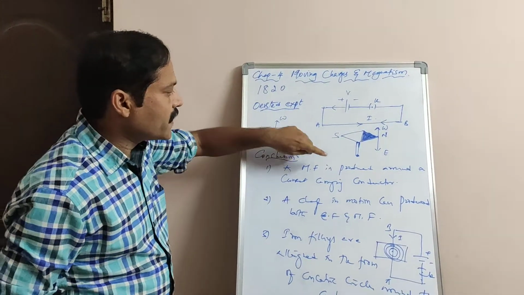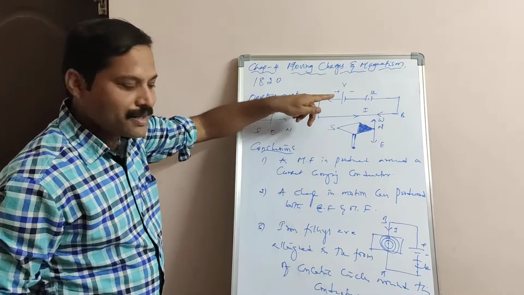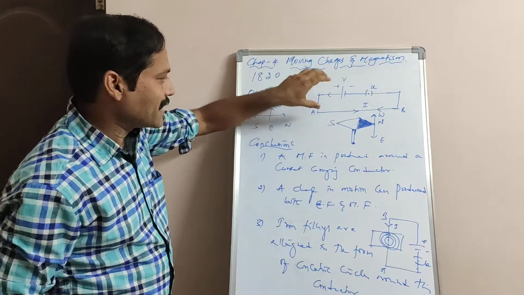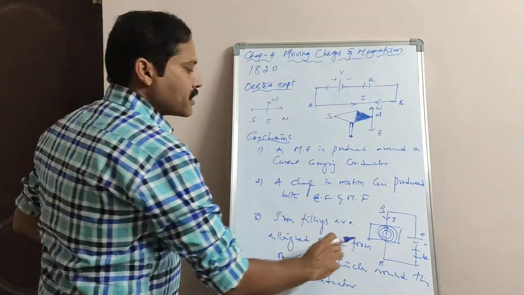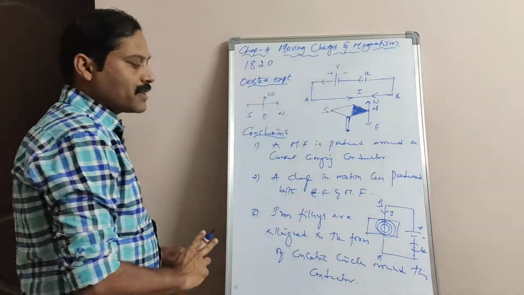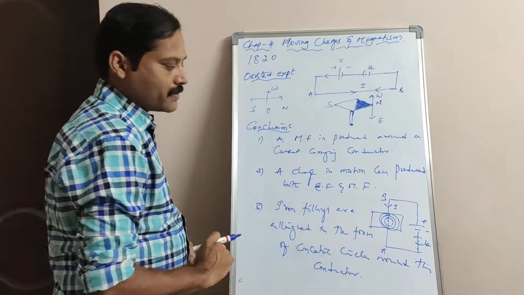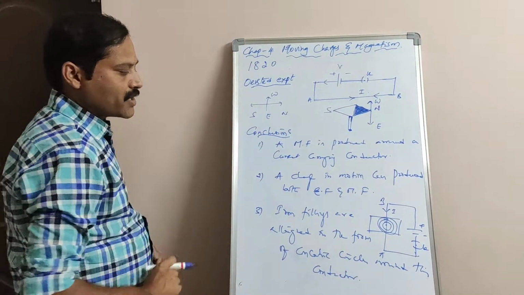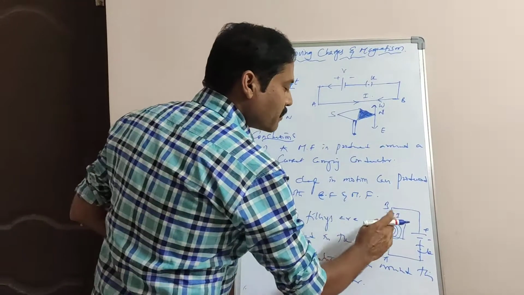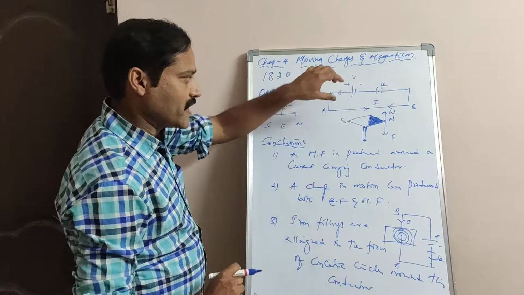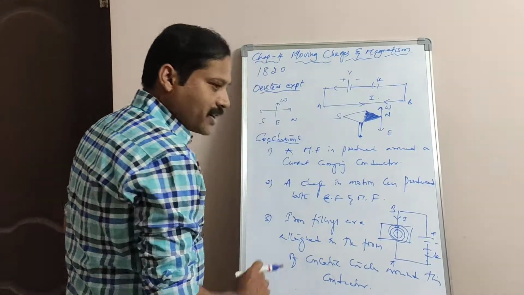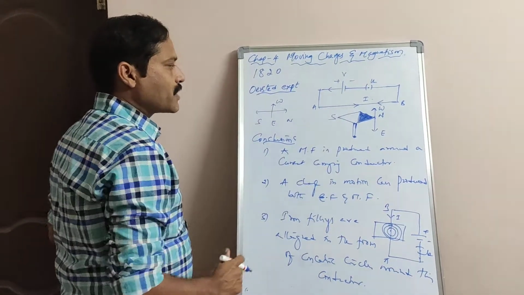Magnetic field is produced around a current carrying conductor. A charge in motion can produce both electric field as well as magnetic field. Iron filings are aligned in the form of concentric circles around this current carrying conductor. So this is the Oersted experiment. Now, how can we determine the direction of the magnetic field produced by these moving charges? For that we are defining a set of rules.